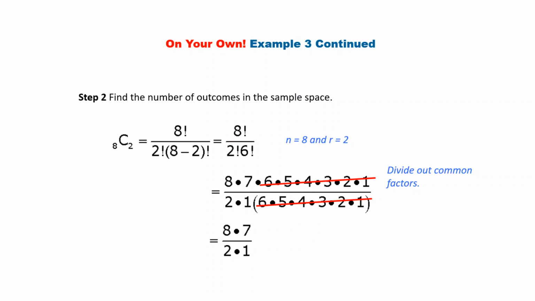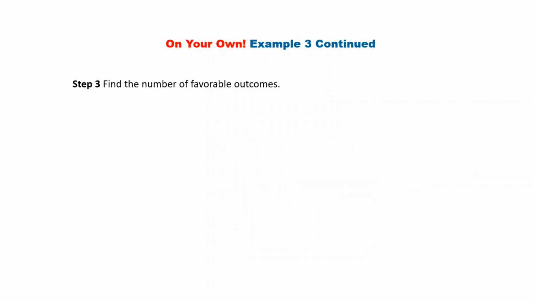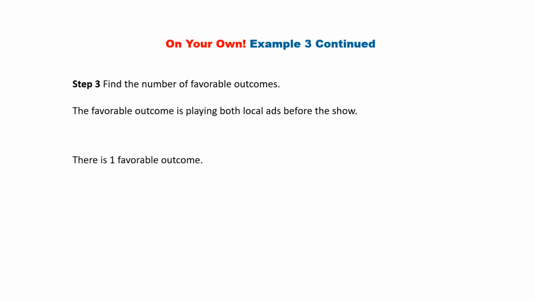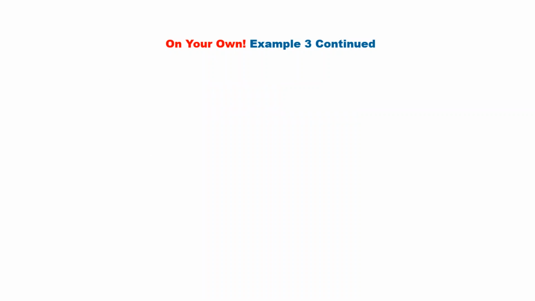And I always like to reduce as much as possible, so I see that 4 goes into both 8 and 4, and 2 and 1. So now I can see that it's equal to 28. And so now that I know that, I can find the number of favorable outcomes. So once again, the favorable outcome is playing both local ads before the show. So there is only one favorable outcome.